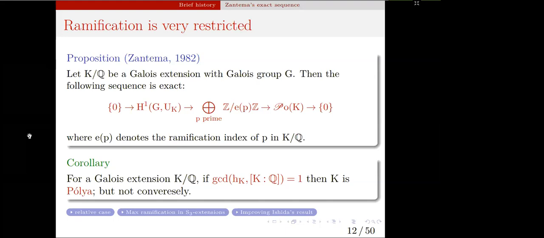And I just again refer to Hilbert's results for finding infinitely many Pólya quadratic fields, even with any number of fields.